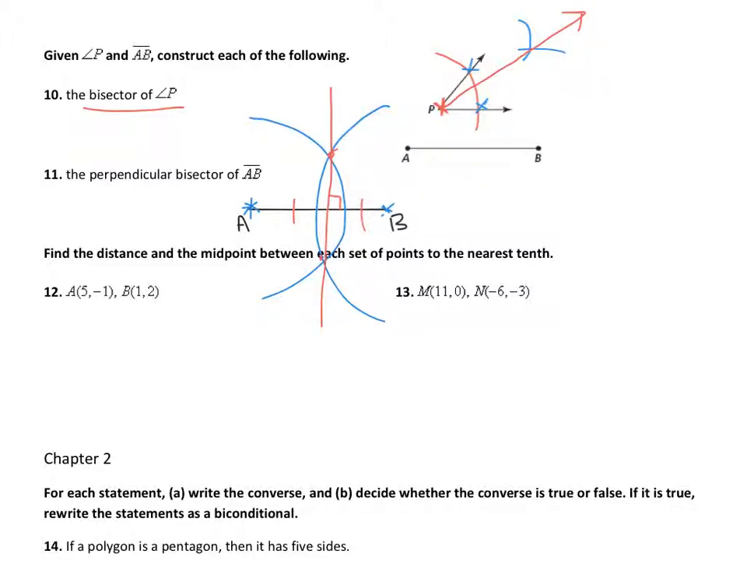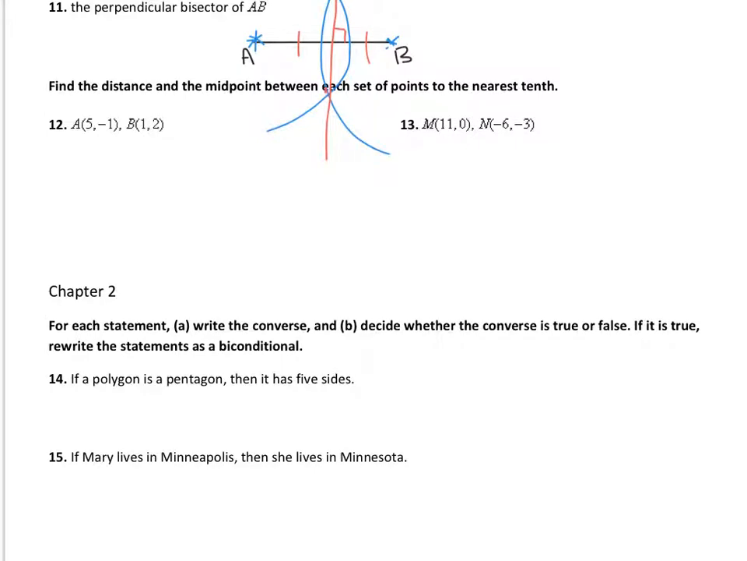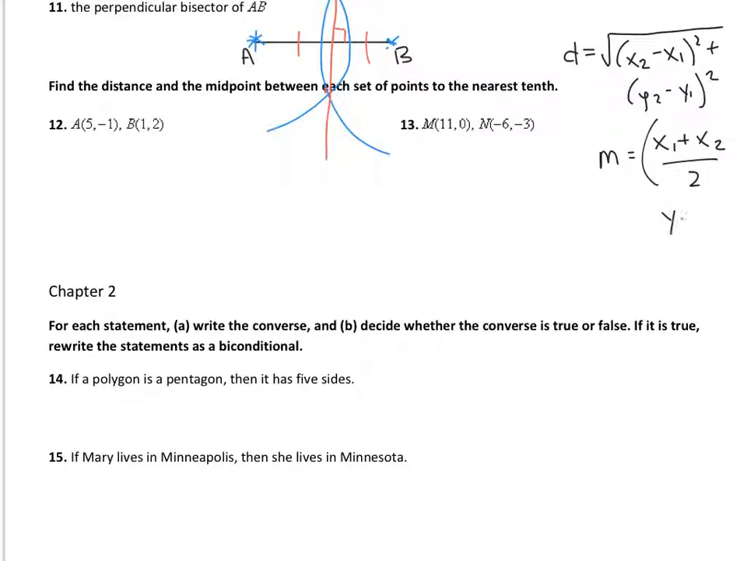Also remember you have to know the distance formula and the midpoint formula. So here's the distance formula. Distance equals the square root of x2 minus x1 squared plus y2 minus y1 squared. The midpoint formula is take the average of the x's and then take the average of the y's. And there's your midpoint. So first I'm going to do the distance formula.